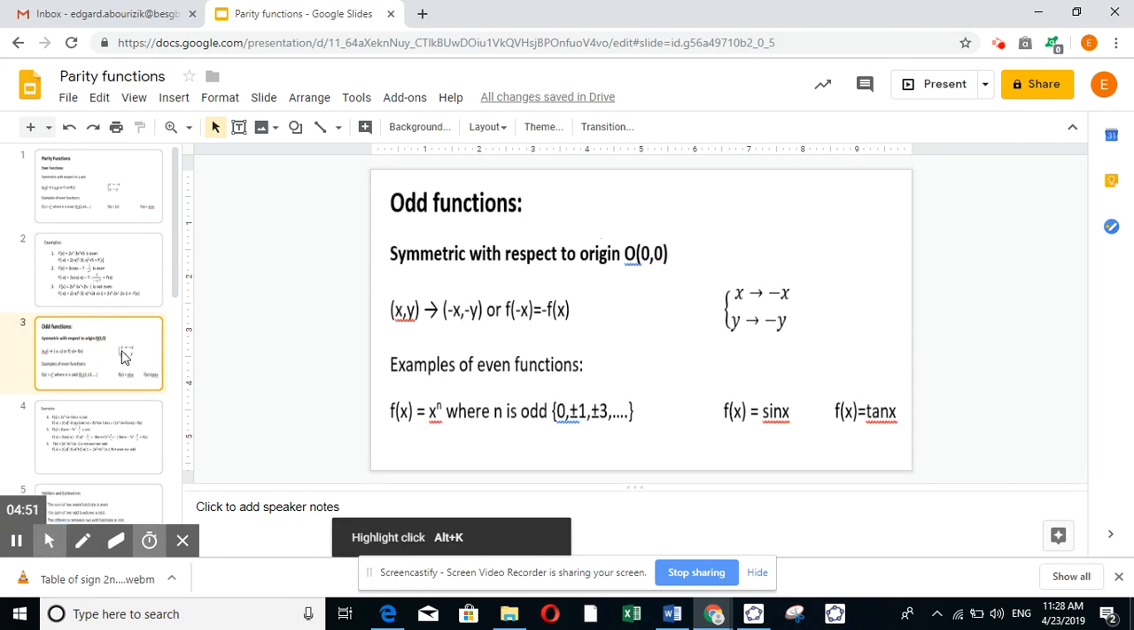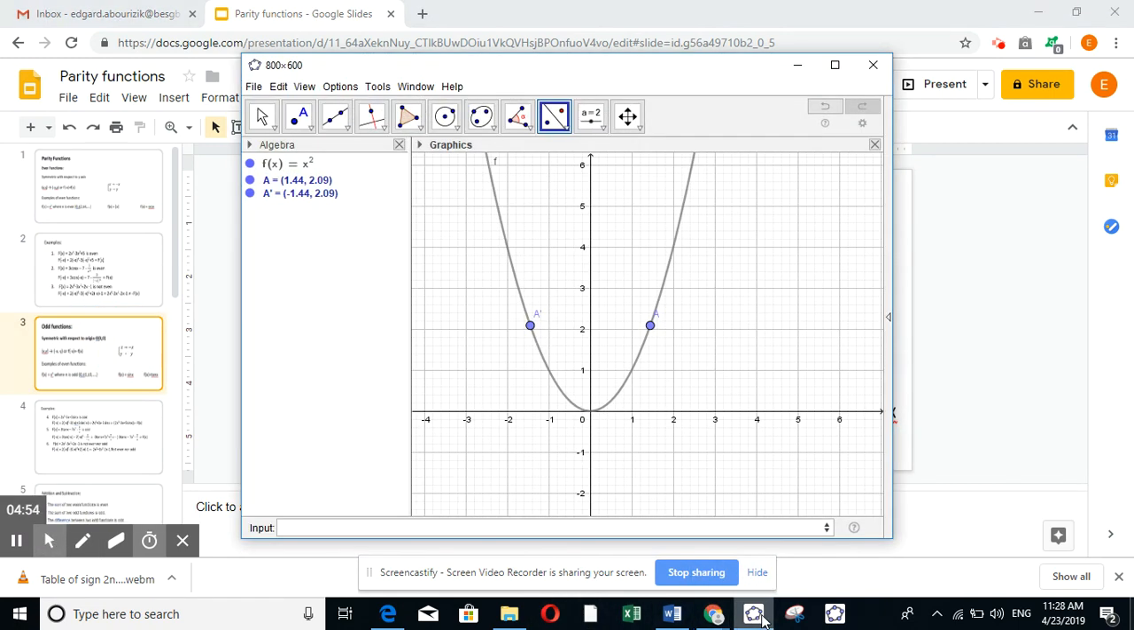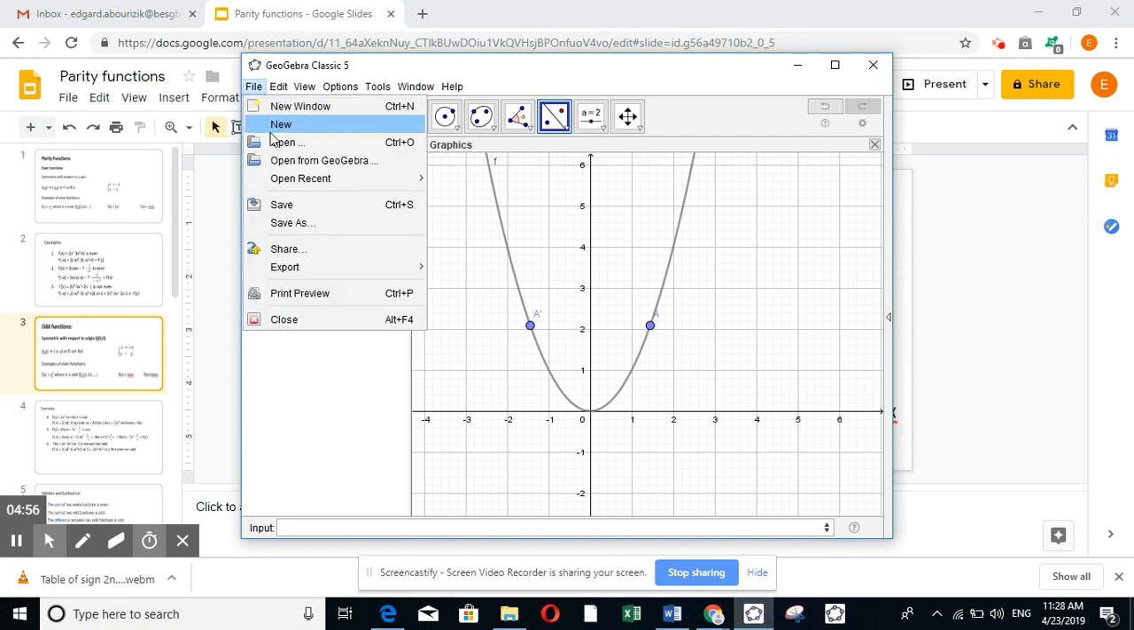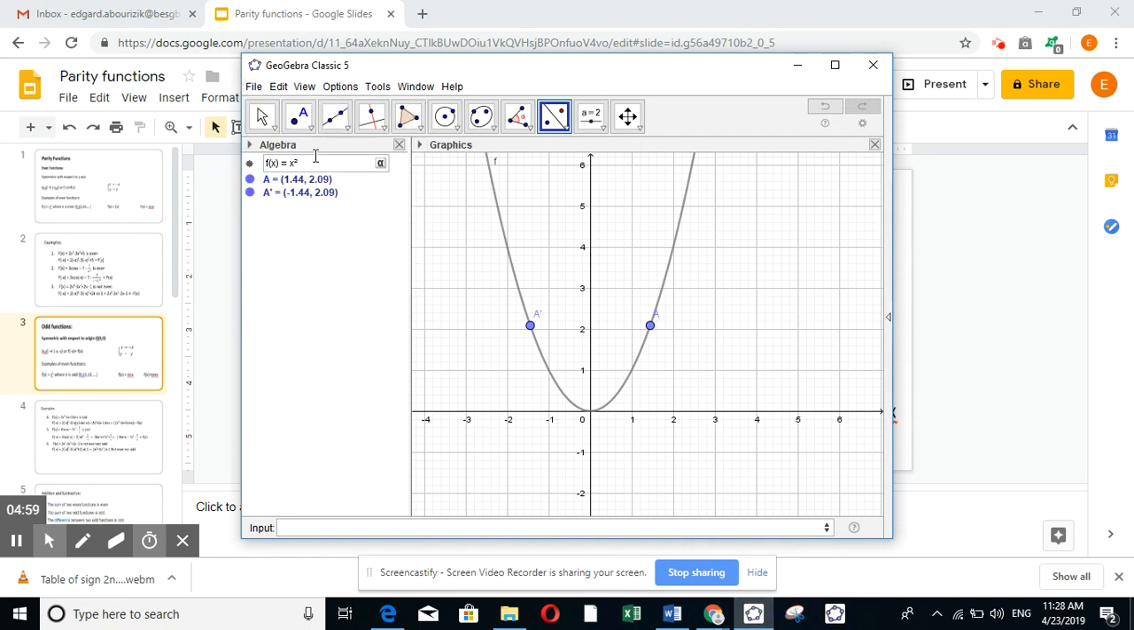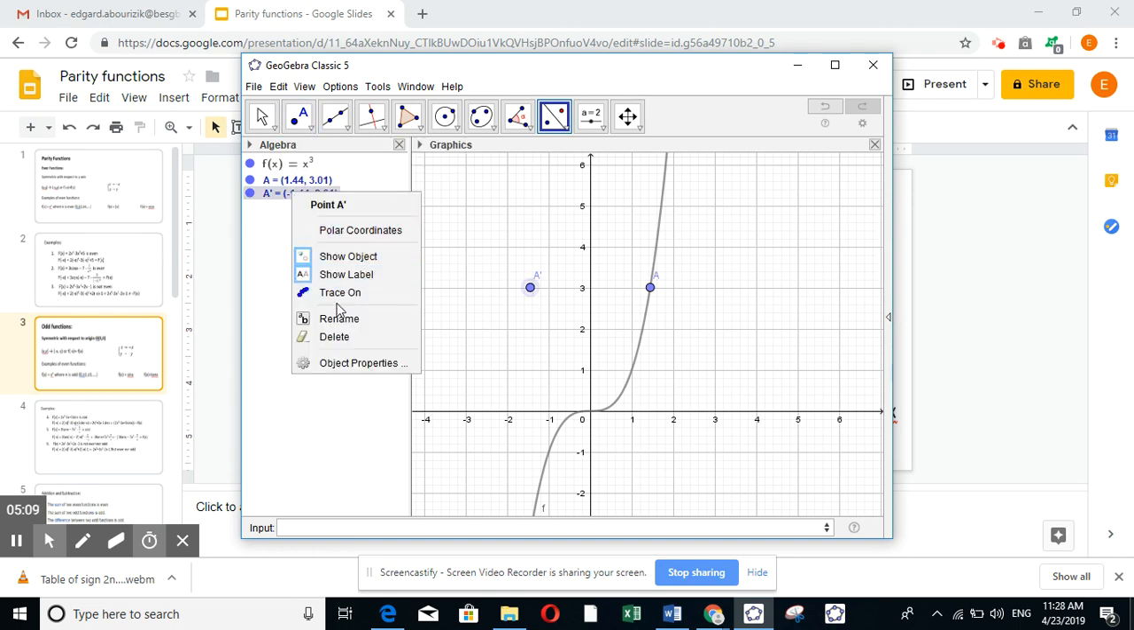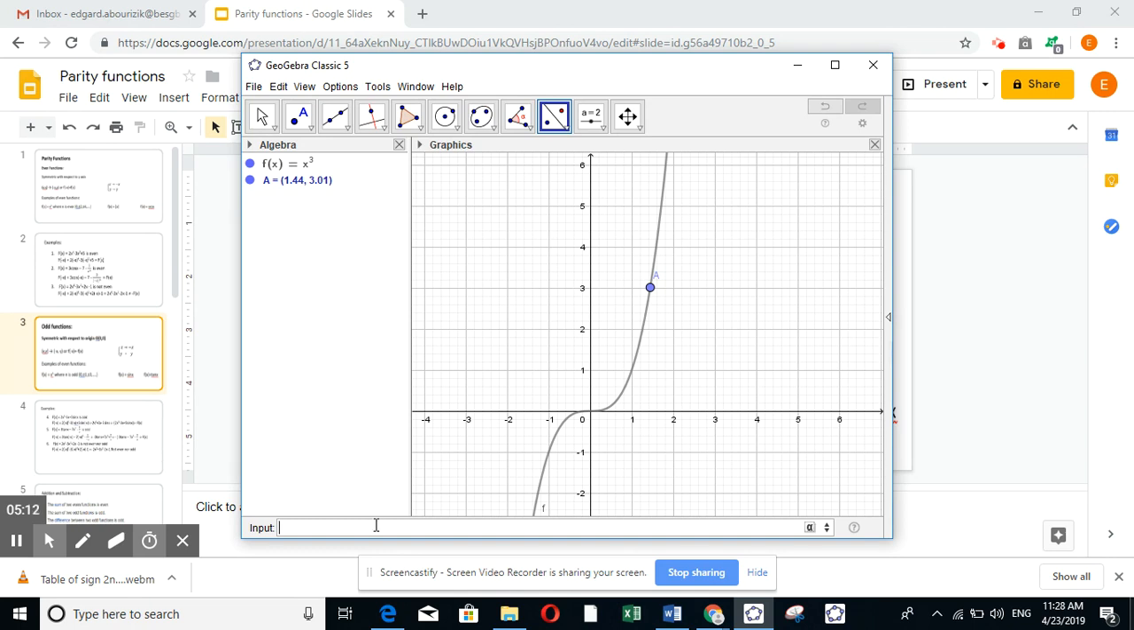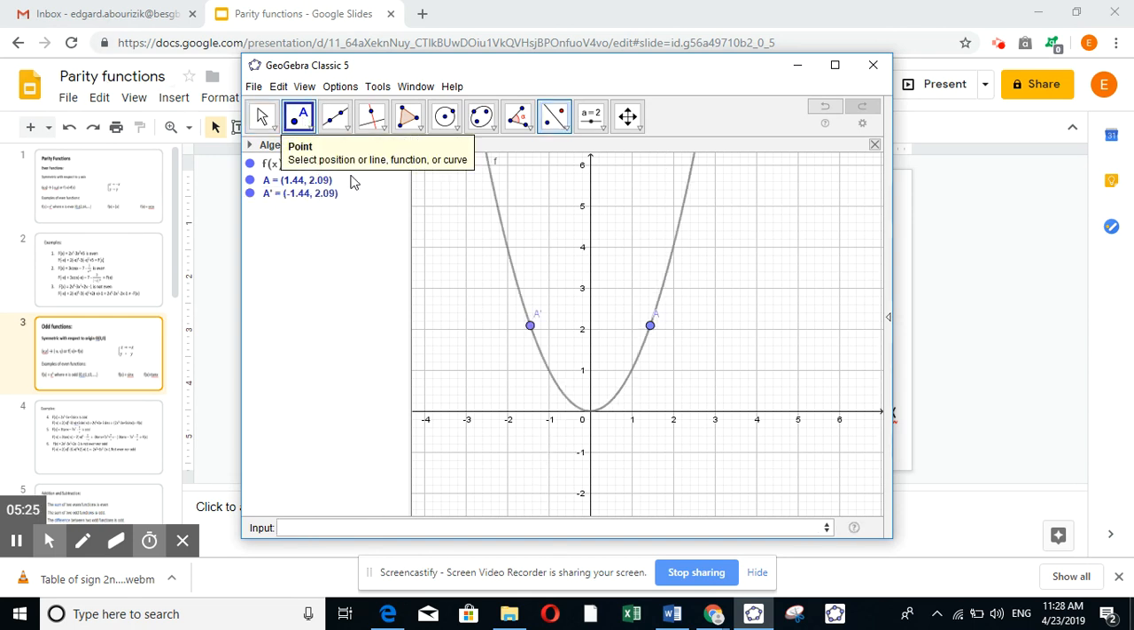So let us explain now what we mean by odd function. An odd function is a function which is symmetric with respect to the origin. Let me give you an example of origin. I'm going to pick the origin, which is a point here, O(0,0). Anyway, let me pick this point here.